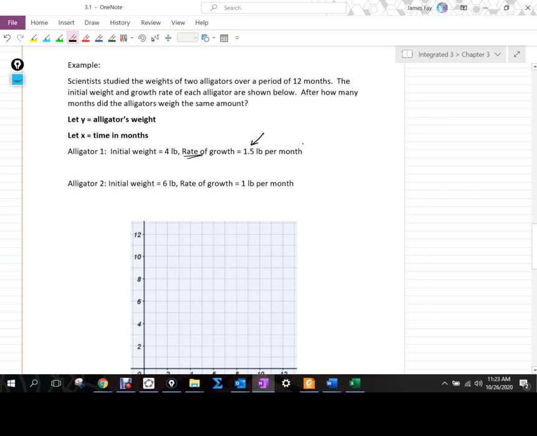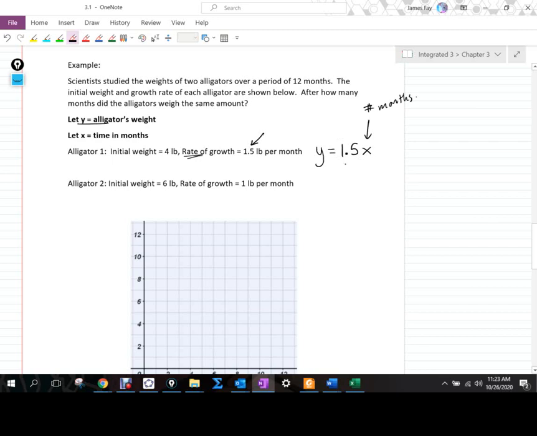So if I want to make the alligator's weight y, let y equal the alligator's weight, and x be the time in months. Well, if I go 1.5 and multiply it by x, and x is the number of months, so after 1 month, that's 1.5. After 2 months, it's 3. After 3 months, it's 4.5. That's going to give me the weight if they were born at 0 pounds.